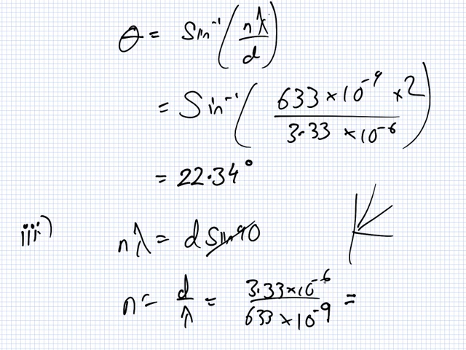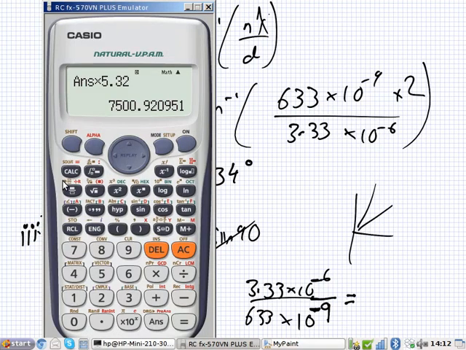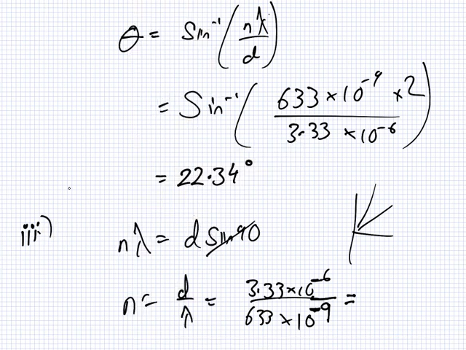Did you get the minuses right on the powers? 3.33 times 10 to the minus 6 over 633 times 10 to the minus 9. Is it 633 or 0? 633, yeah, it is. Oh, it shouldn't be that big. It should be like a thousand times smaller. What did you get there? There you go, 5.2. I used the same. That's grand. So the maximum order is 5. Even if it's 5.9, it's 5. Even if it's 5.99, yeah. Okay.